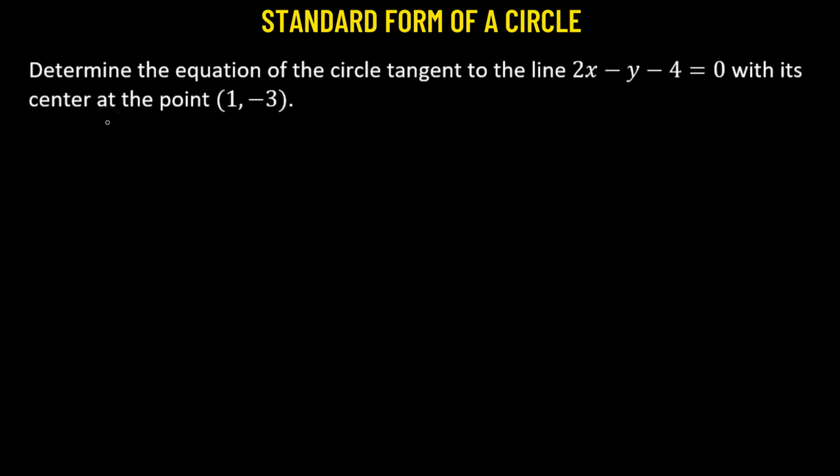In this problem, we need to determine the equation of a circle such that the circle is tangent to the line given by the equation 2x minus y minus 4 equals 0. And we are also provided with the coordinate of the center, that's (1, -3).